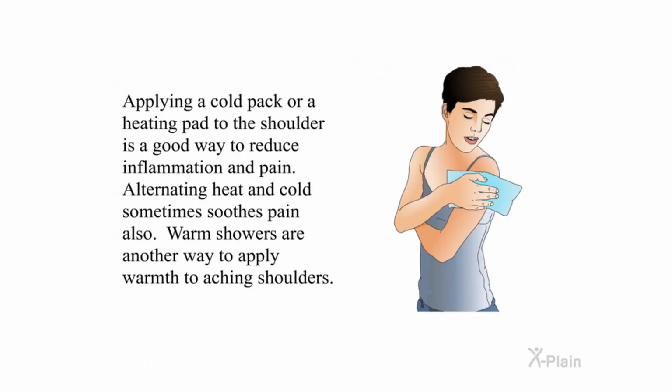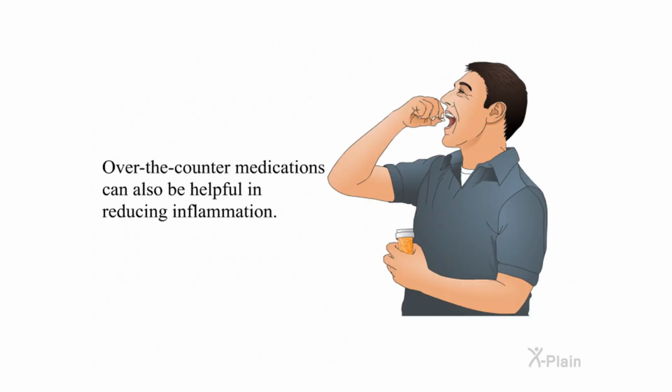Applying a cold pack or a heating pad to the shoulder is a good way to reduce inflammation and pain. Alternating heat and cold sometimes soothes pain also. Warm showers are another way to apply warmth to aching shoulders. Over-the-counter medications can also be helpful in reducing inflammation.